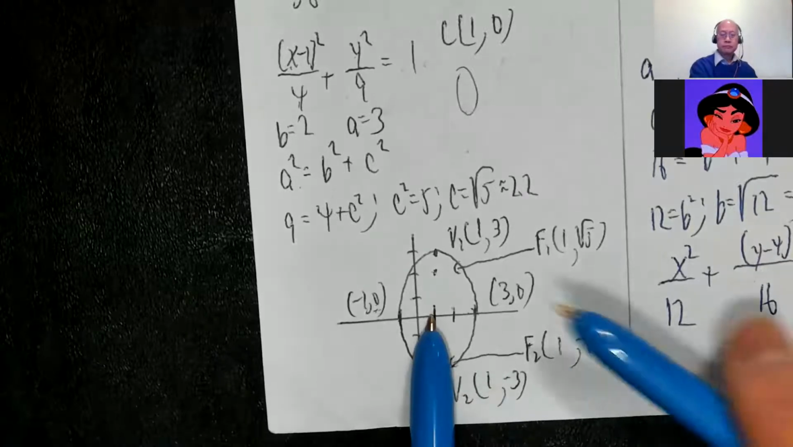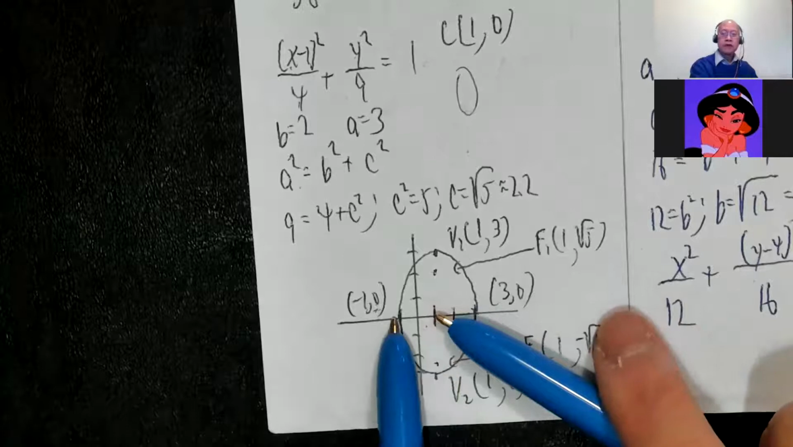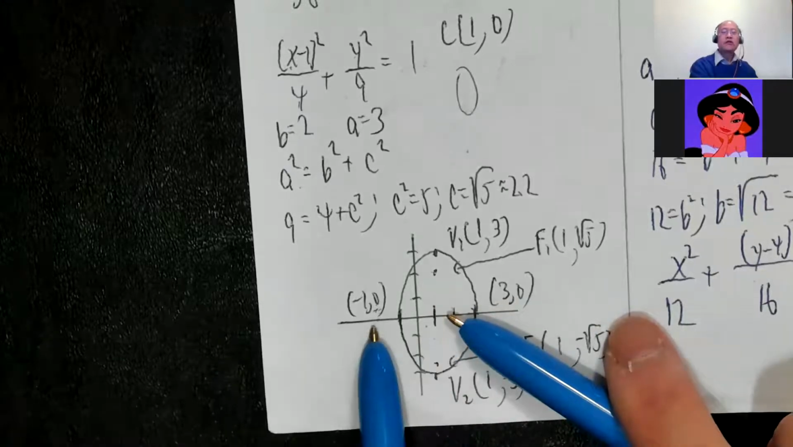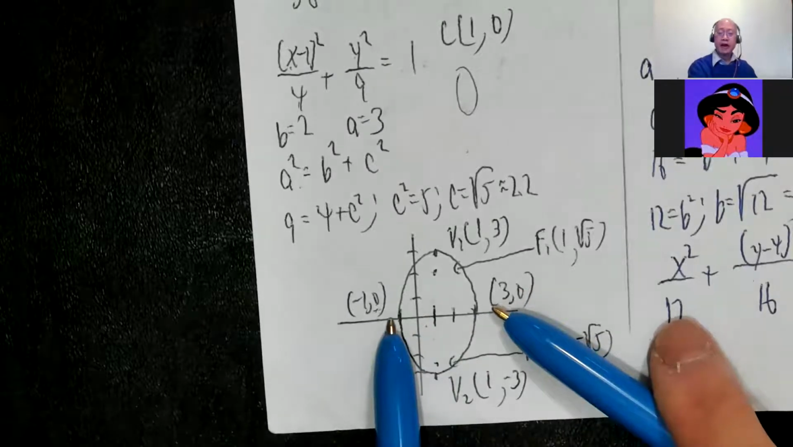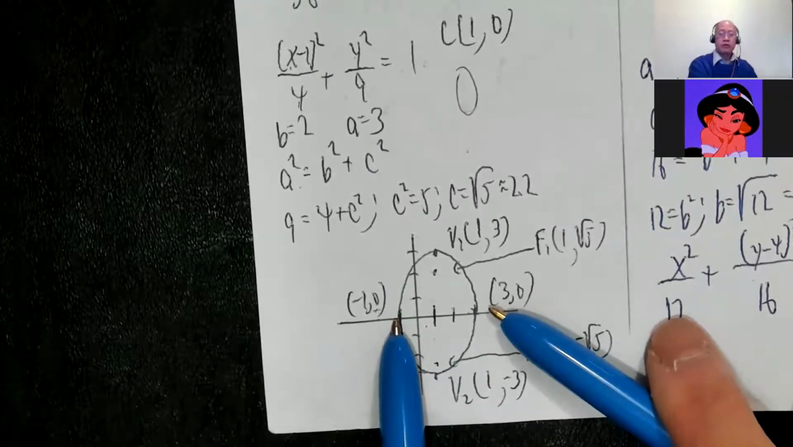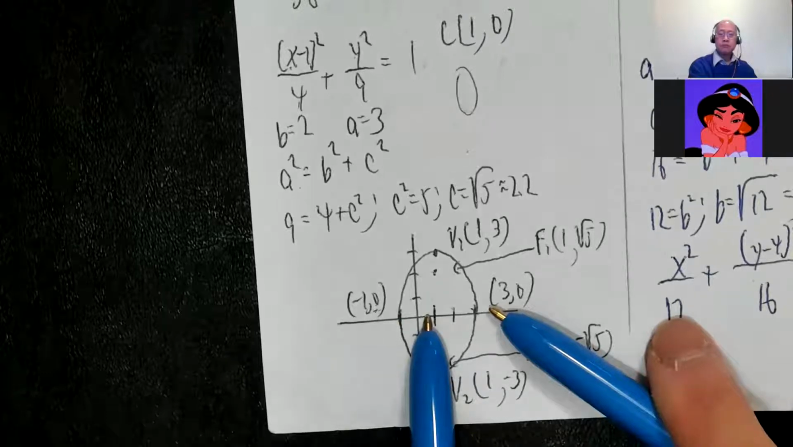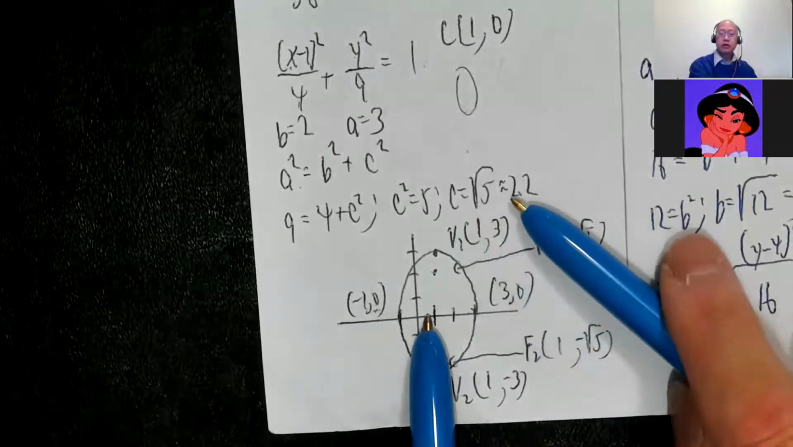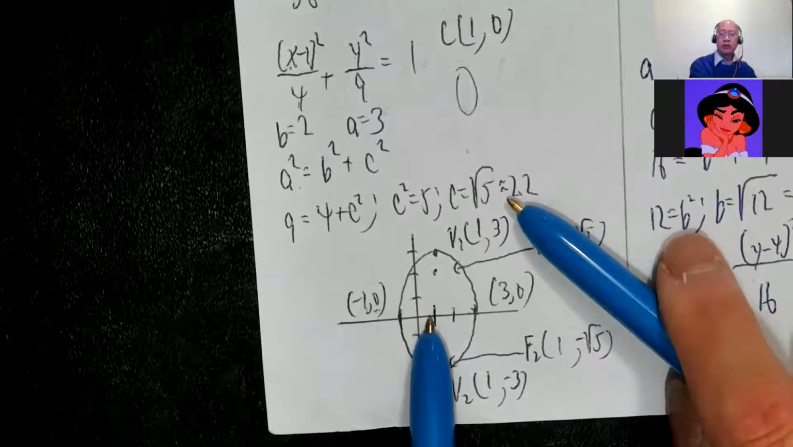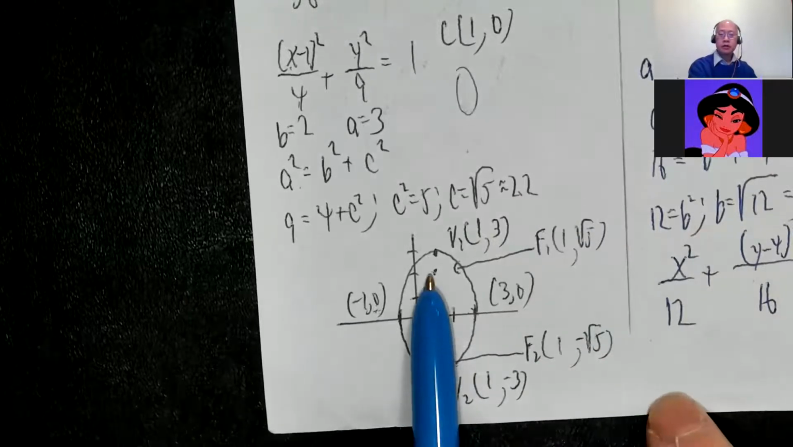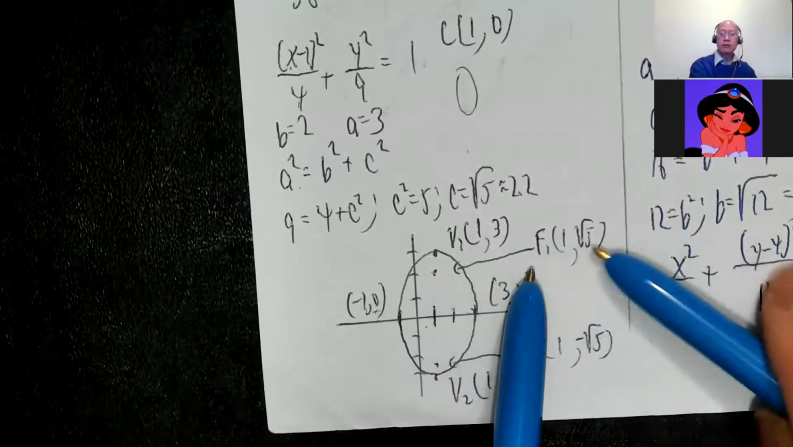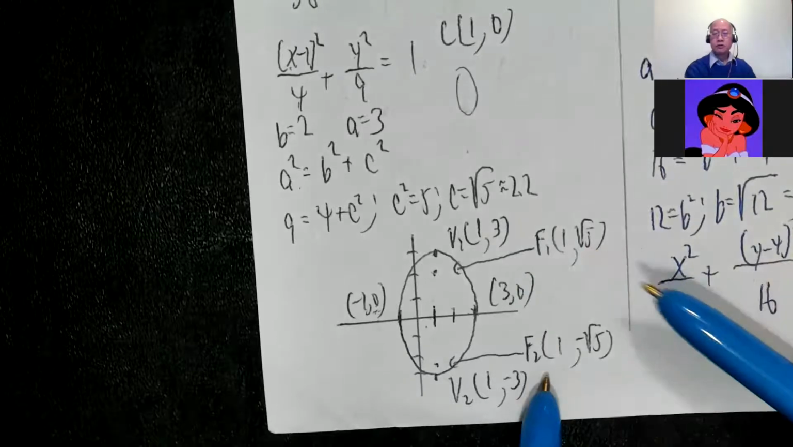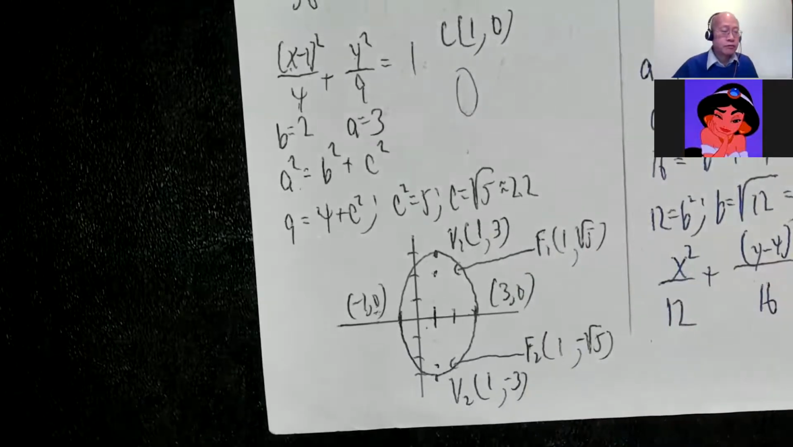Go 2 to the left, 2 to the right. 2 to the left is negative 1, 0. 2 to the right, 3, 0. Those are the endpoints of the minor axis, which don't have a name except endpoints of the minor axis. And then I go 2.2 up and down to get the foci. So 1, 2, and a little bit. And I go down 1, 2, and a little bit. So here's focus 1, 1 comma radical 5. Focus 2, 1 comma negative radical 5. So there we go.